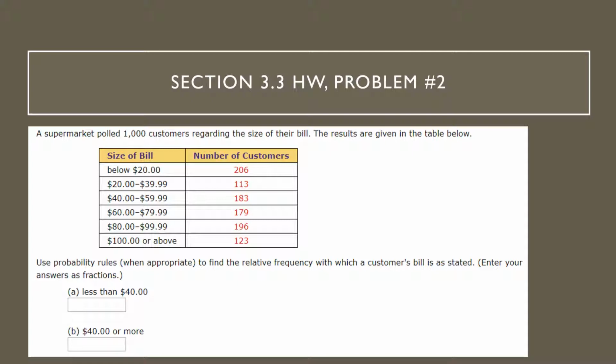So, for example, if I'm reading this table, I'm going to start right here. There were 206 customers whose bill was less than $20. All right, so that's how you would read this table. If you go to the next row, there were 113 customers whose bill was between $20 and $39.99. Now it says use probability rules when appropriate to find the relative frequency with which a customer's bill is as stated. Enter your answers as fractions.